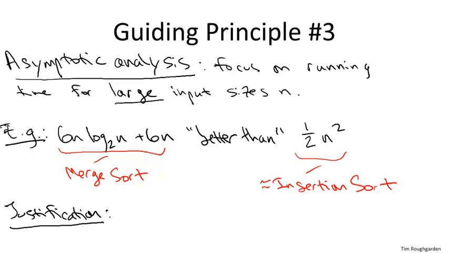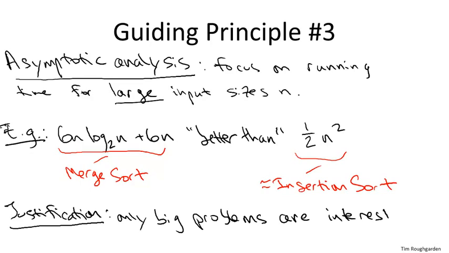Is that a justified assumption to focus on large input sizes? And the answer is certainly yes. The reason we focus on large input sizes is because, frankly, those are the only problems which are at all interesting. If all you need to do is sort 100 numbers, use whatever method you want, and it's going to happen instantaneously on modern computers.